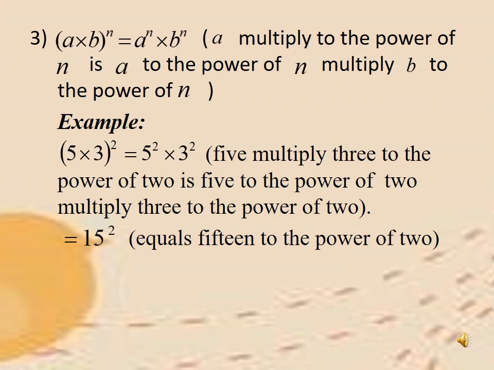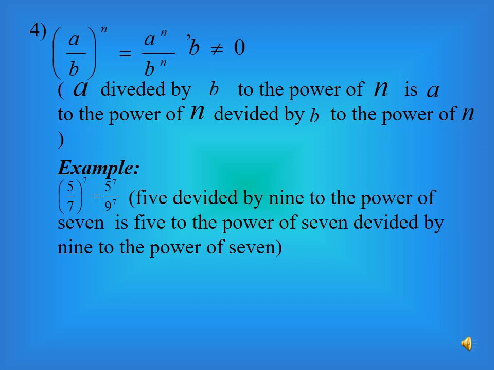3. a multiply b, all to the power of n, is a to the power of n multiply b to the power of n. Example: 5 multiply 3, all to the power of 2, is 5 to the power of 2 multiply 3 to the power of 2, equals 15 to the power of 2. 4. a divided by b, all to the power of n, is a to the power of n divided by b to the power of n, if b is not 0. Example: 5 divided by 9, all to the power of 7, is 5 to the power of 7 divided by 9 to the power of 7.